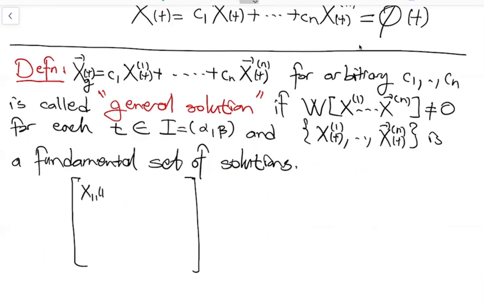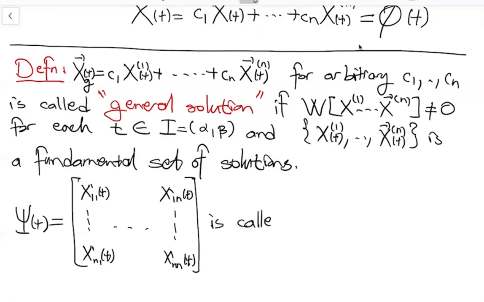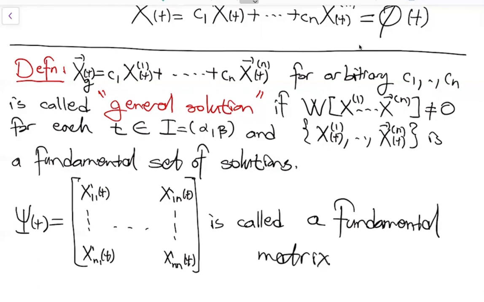So x1(t), up to xn(t), this matrix Psi(t) is called a fundamental matrix. I'm saying a fundamental matrix because you can write tons of fundamental matrices. As long as you find n many solutions which are linearly independent, you can form a matrix, and that matrix is going to be called a fundamental matrix.